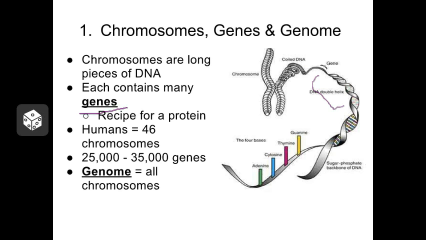Different organisms have different numbers of chromosomes. For human beings, the magic number of chromosomes is 46. So we have 46 pieces of DNA in a typical cell, like a skin cell or a heart cell. How many genes do we have? Well, estimates differ, but somewhere between 25,000 and 35,000 genes are found on those 46 chromosomes. Now, collectively, all of the DNA inside a cell is known as its genome.